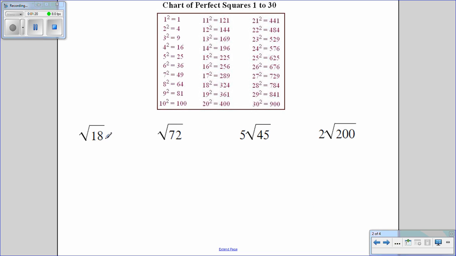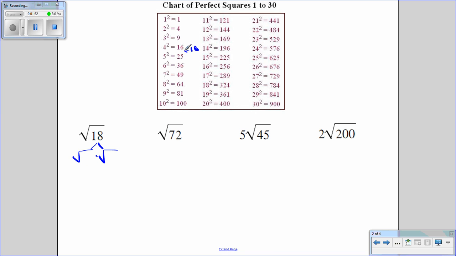Now what happens when the number you're trying to take the square root of is not a perfect square? Well, you're going to have to simplify it by splitting it. So 18 would fall between 16 and 25. So 18 is not a perfect square. So what I need to do is split this up into two radicals being multiplied by each other. The one on the left, I want to be a perfect square.